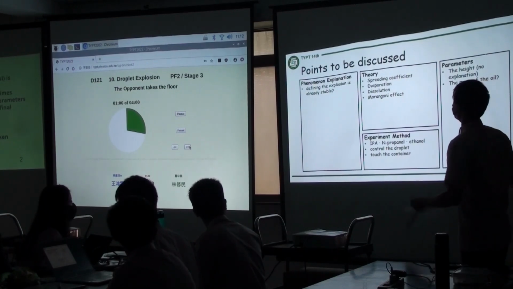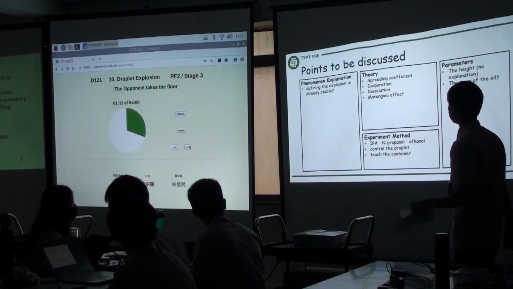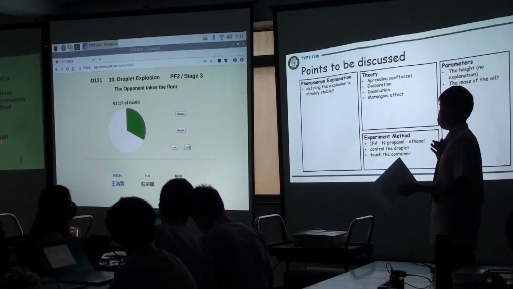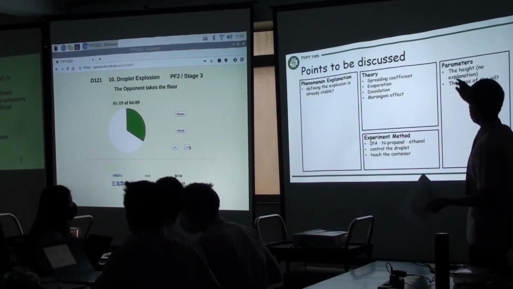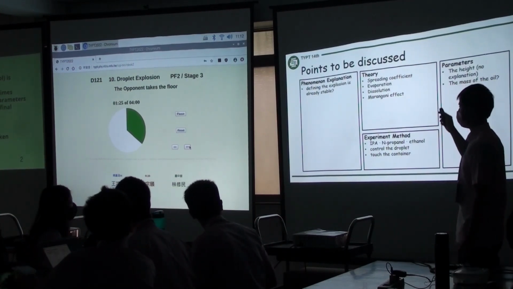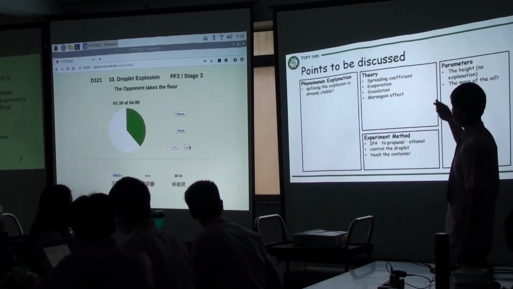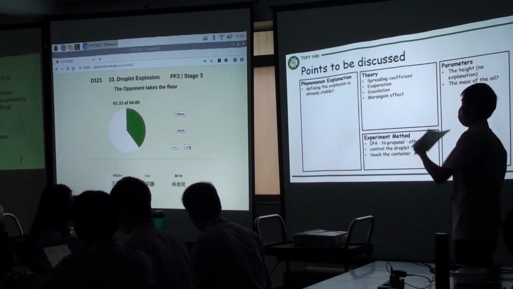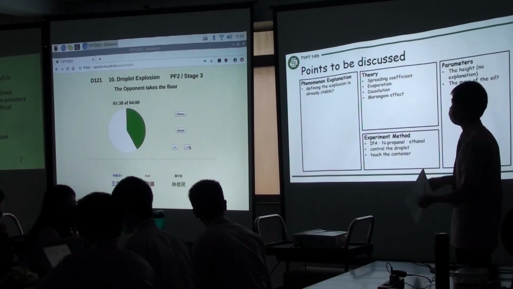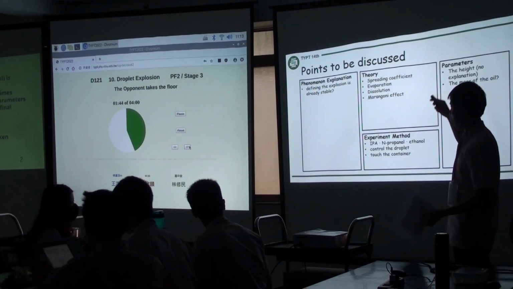Okay, so points to be discussed. First of all, the phenomenon explanation. We'll be defining when the emulsion is stable, so when you can measure the final droplet. In their theory they use the spreading coefficient, and they said that the evaporation is minor, and the dissolution, which I don't really understand how it affects the phenomenon, and also the Marangoni effect.